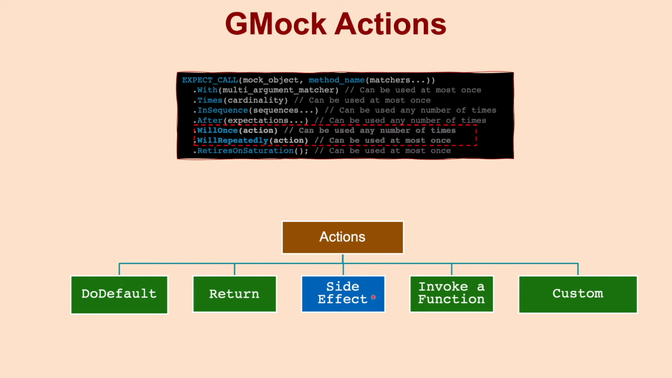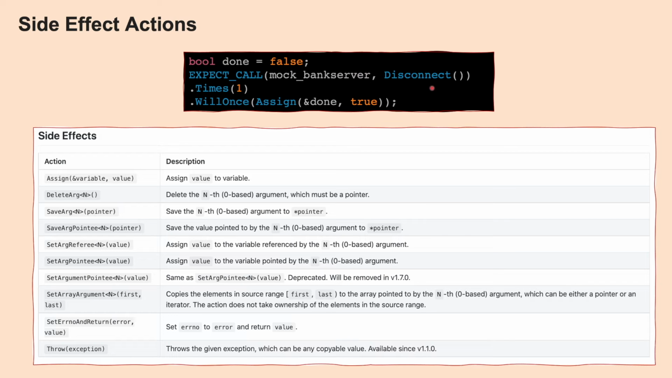Let's talk about side effects. Side effect means once this function gets called, do something on the side, which doesn't necessarily mean returning something. For example, here I'm specifying expect call for disconnect, and what I'm saying is that as a result of this, once this function was called, assign the value of true to this variable done, which is first set to false. So as soon as this function is called, the value of done will become true. Again, there are various things that you can do with side effects. I invite you to check the documentation for details. However, I will show you guys various examples next.